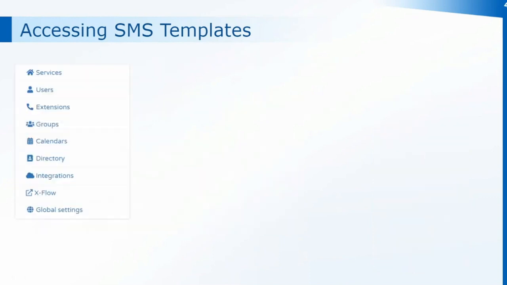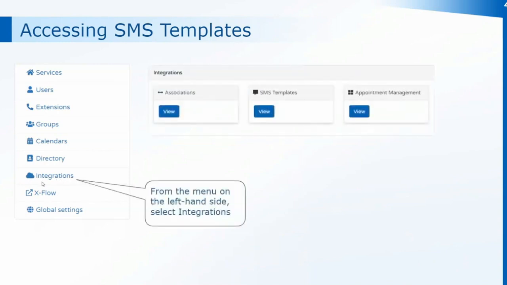Once in the configuration console, your menus will be down the left-hand side of the screen, and you'll need to access the section marked as integrations. Now, normally you would be going into the association section here to find the PIN number for your application for the integration software. However, there is also an application window here for the SMS templates. If you click on the view button, it will then show you the templates that you've already got set up within the practice.